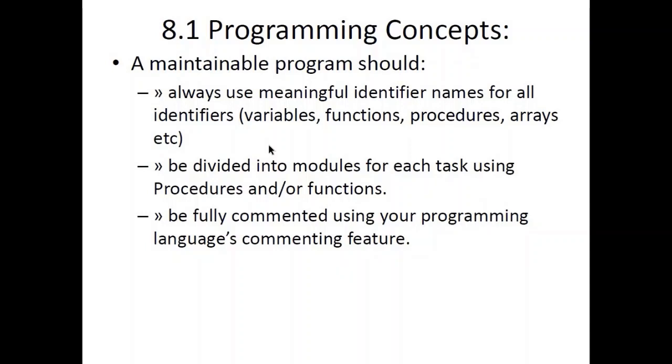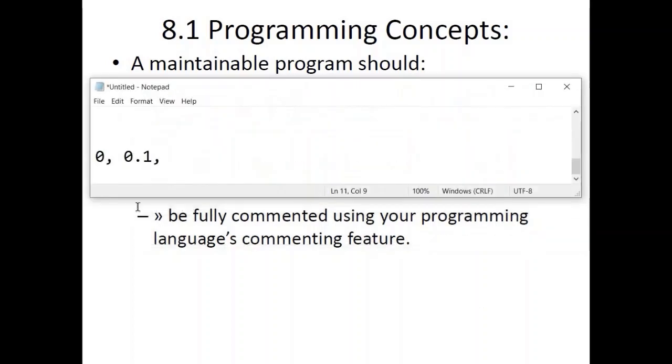So again, this is a summary of what I have just said: you should always use meaningful identifiers, the program should be divided into modules for each task using procedures or functions, and it should be fully commented using your programming language's commenting feature. Not every programming language uses 2 forward slashes for comments. As I was saying, not every language uses the same double forward slash method for starting a comment. In Python, you need to write a hash symbol before the start of your comment.